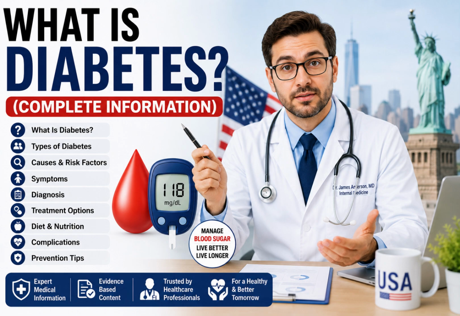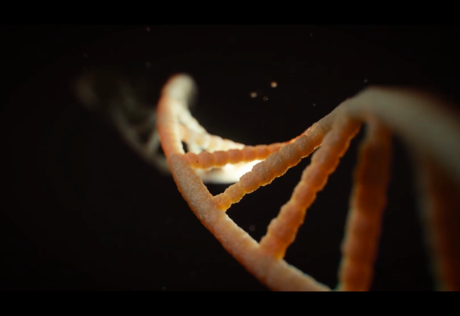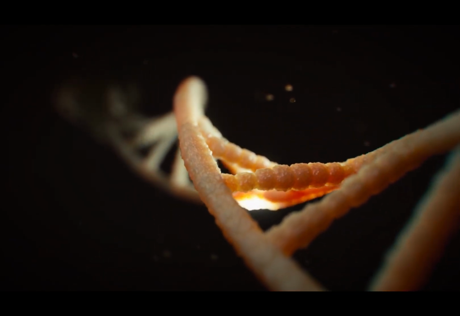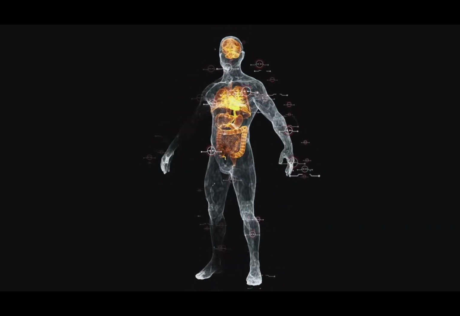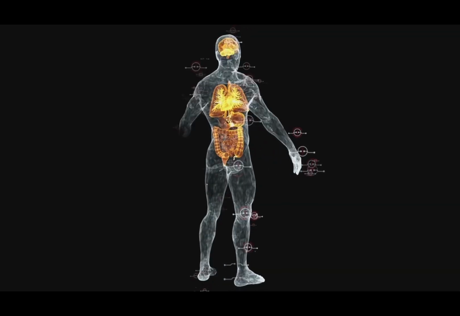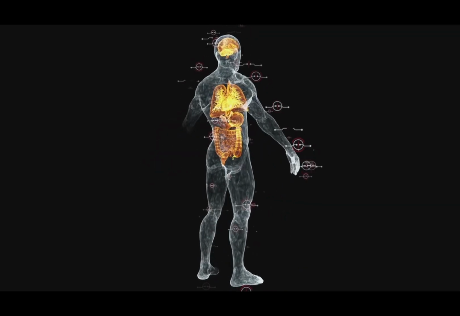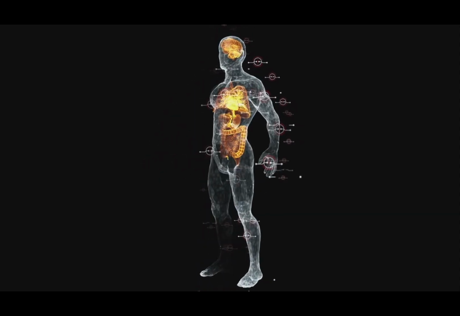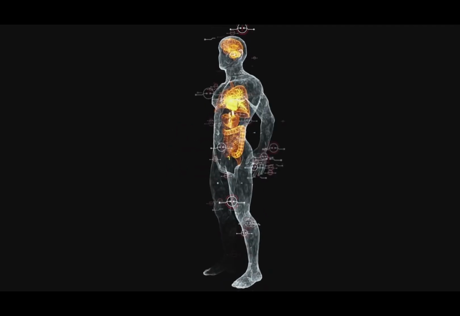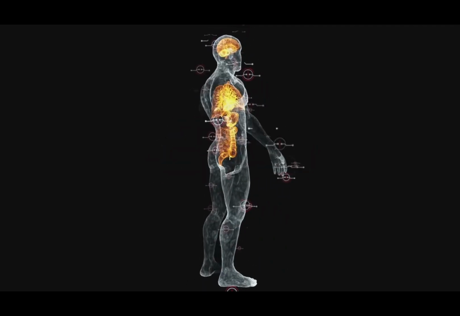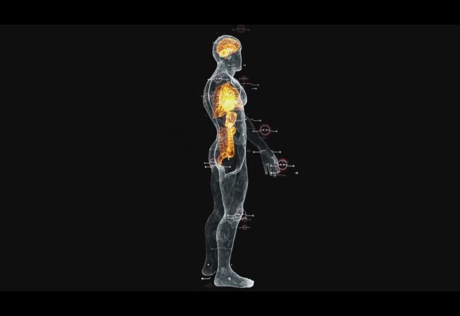What is diabetes? Diabetes is a chronic, long-term medical condition in which the body cannot properly regulate the level of glucose, blood sugar, in the bloodstream. This happens because the body either does not produce enough insulin, does not produce insulin at all, or cannot use insulin effectively. Insulin is a hormone produced by the pancreas. Its main job is to help glucose move from the bloodstream into the body's cells, where it is used for energy. When insulin is not working properly, glucose builds up in the blood, leading to high blood sugar, hyperglycemia.